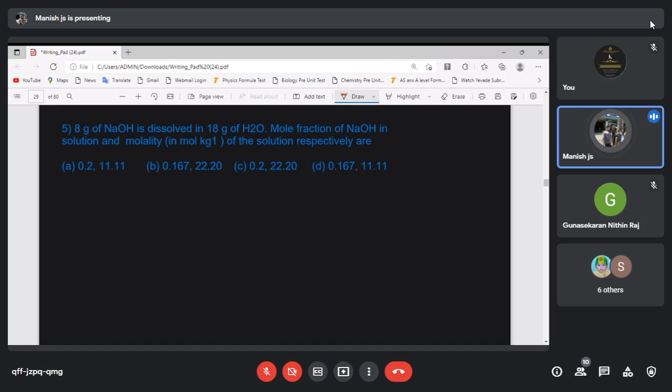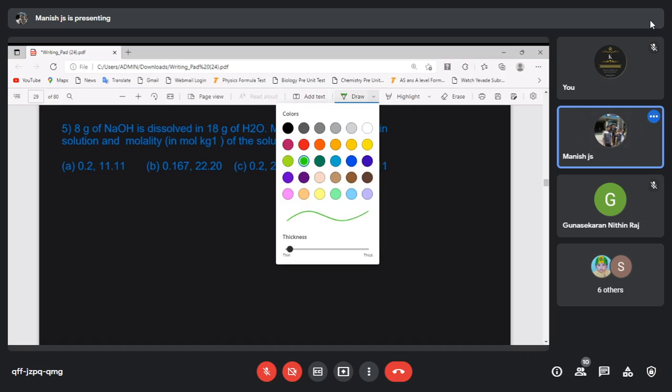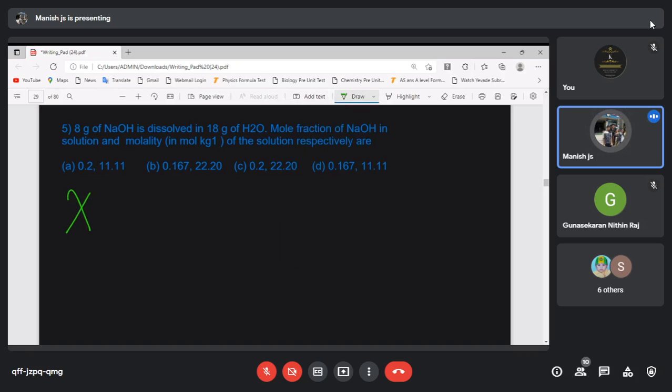So what is the formula for mole fraction? We represent mole fraction using a symbol. So mole fraction of solute is nothing but number of moles of solute divided by, how do we write, number of moles of solute plus number of moles of solvent.